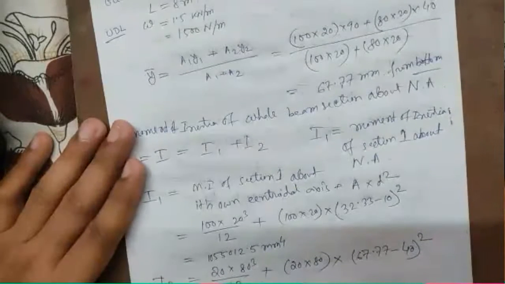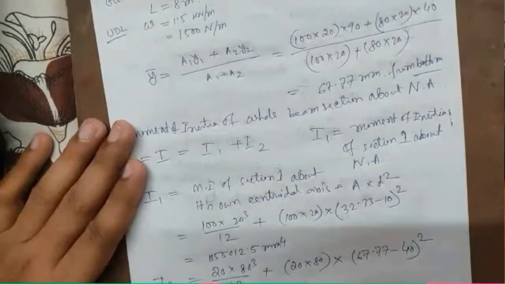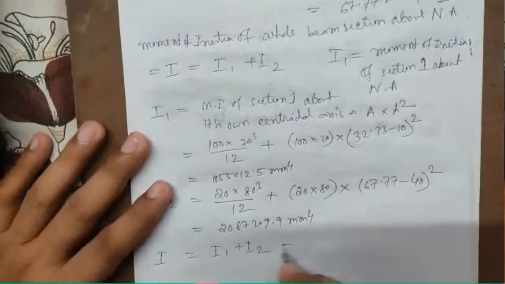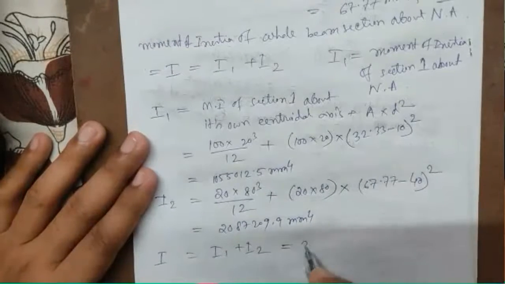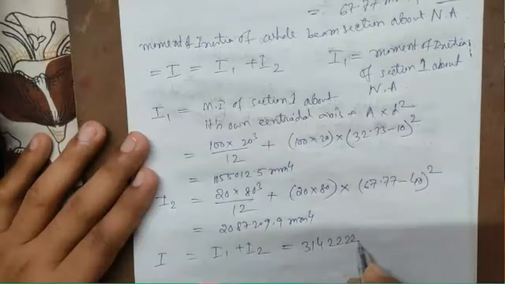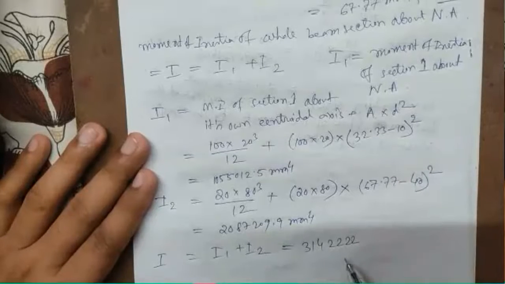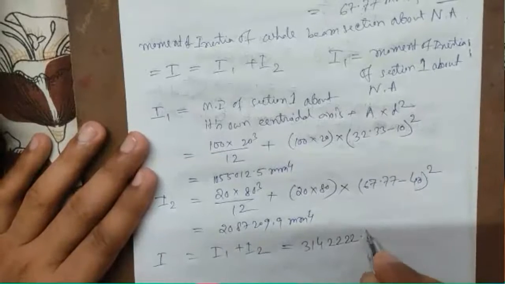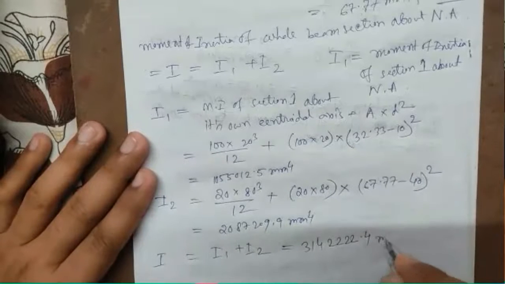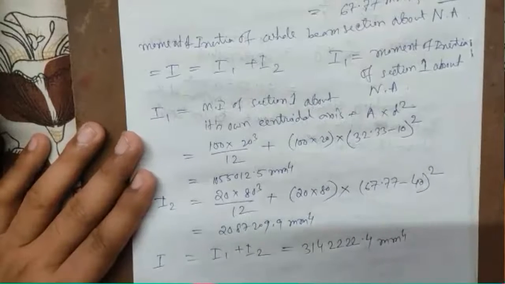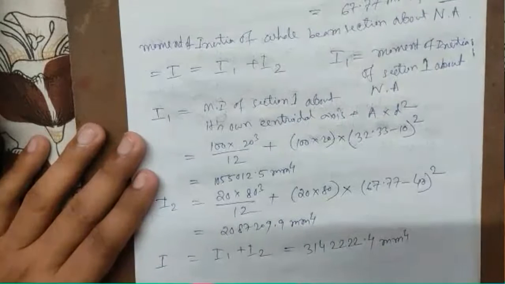As a result, I will be equal to I1 plus I2, the summation of these two, which is 314.4 millimeter to the power 4. So we have found I.